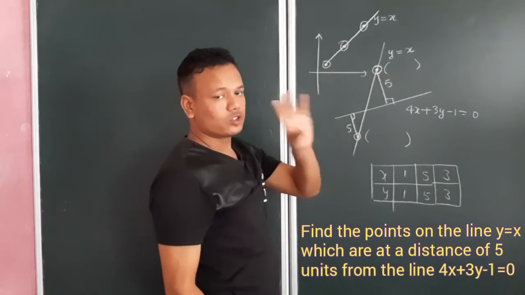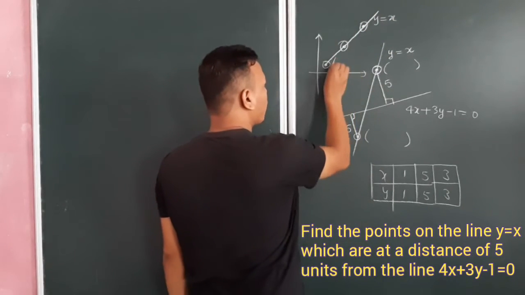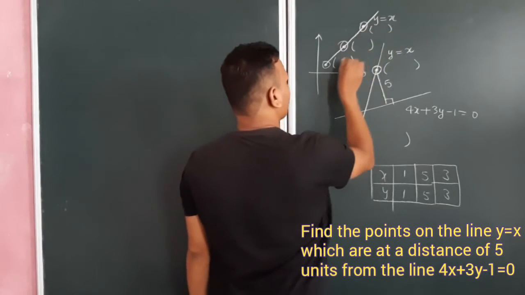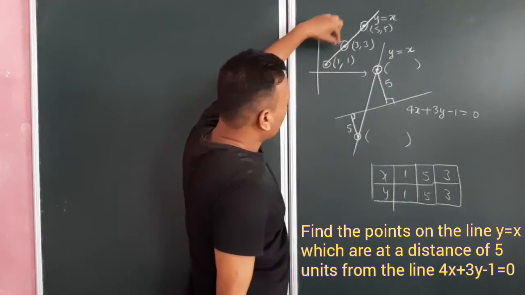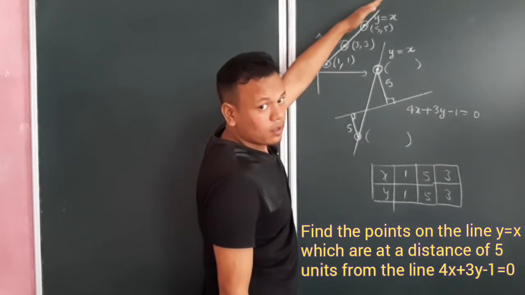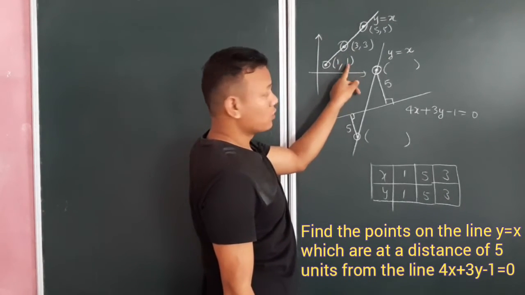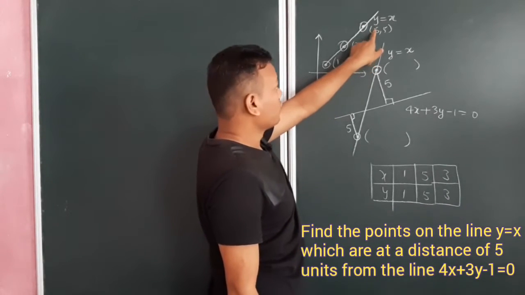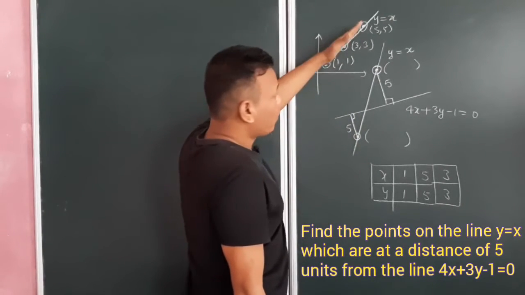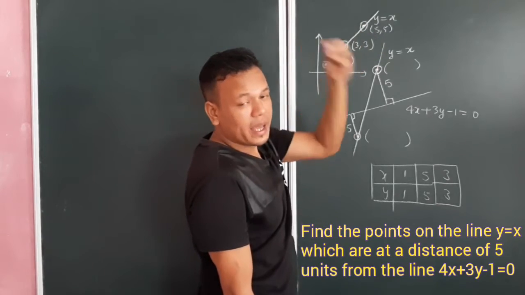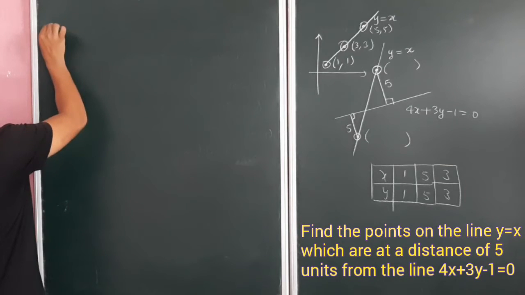Now from here we understood one thing. In the line y equals x, for example, this is 1 comma 1, this is 3 comma 3, 5 comma 5. So every point on this line will have both abscissa and ordinate equal, isn't it? See here it is 1, here also it is 1, here it is 3, this is also 3, this is 5, this is also 5. So from here I got one conclusion, that every point on this line will have abscissa and ordinate equal to each other.